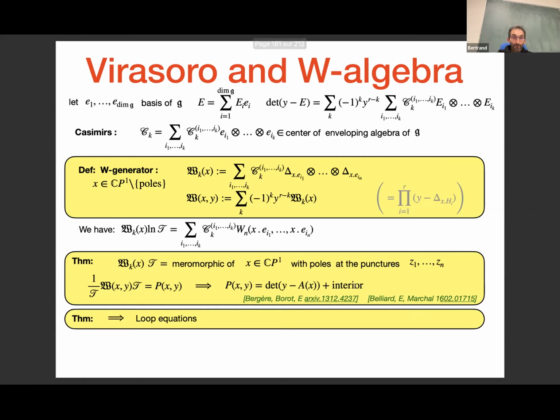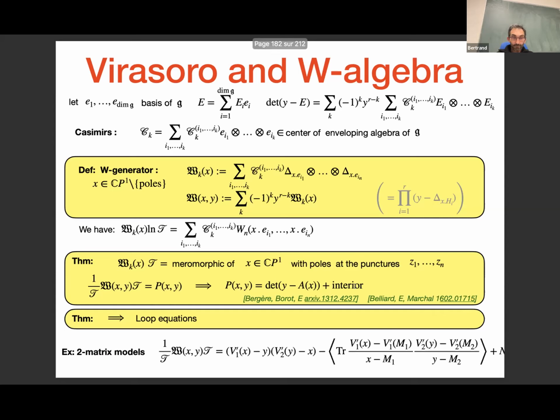Okay. And this theorem is in fact the same thing as what is usually called loop equations in matrix models. Let me mention something that goes back to when I was in Montreal, and especially with Marco Bertola. So in the case of a two matrix model, if you apply this, you find that the right-hand side is the prime 1 of x minus y times the prime 2 of y minus x minus this expectation value. And in fact, Marco had conjectured this formula.